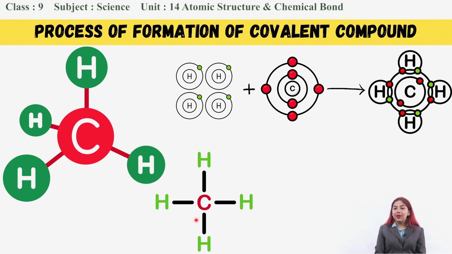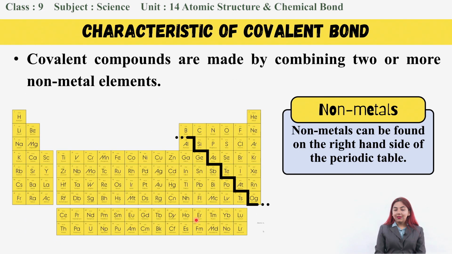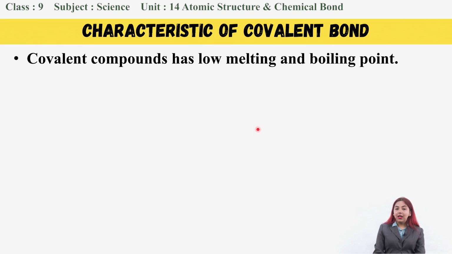Now let us study a few characteristics of covalent bonds. The first characteristic is that covalent compounds are usually made by combining 2 or more nonmetals. So a covalent compound is formed by the combination, that is sharing of electrons, between 2 or more nonmetals. Nonmetals are usually found on the right hand side of the periodic table. Another characteristic is that covalent compounds have low melting and boiling points.